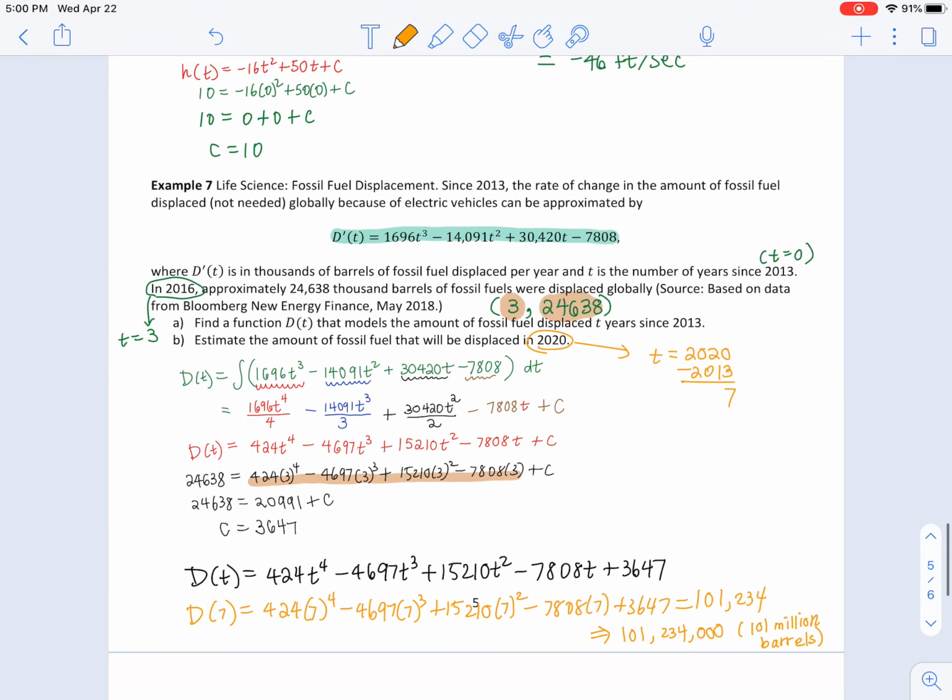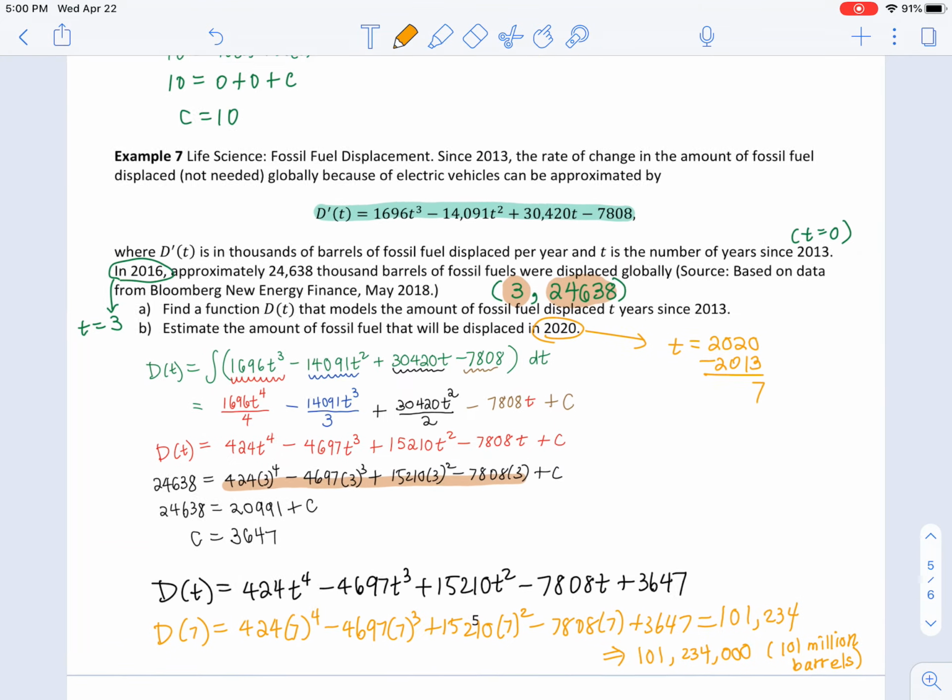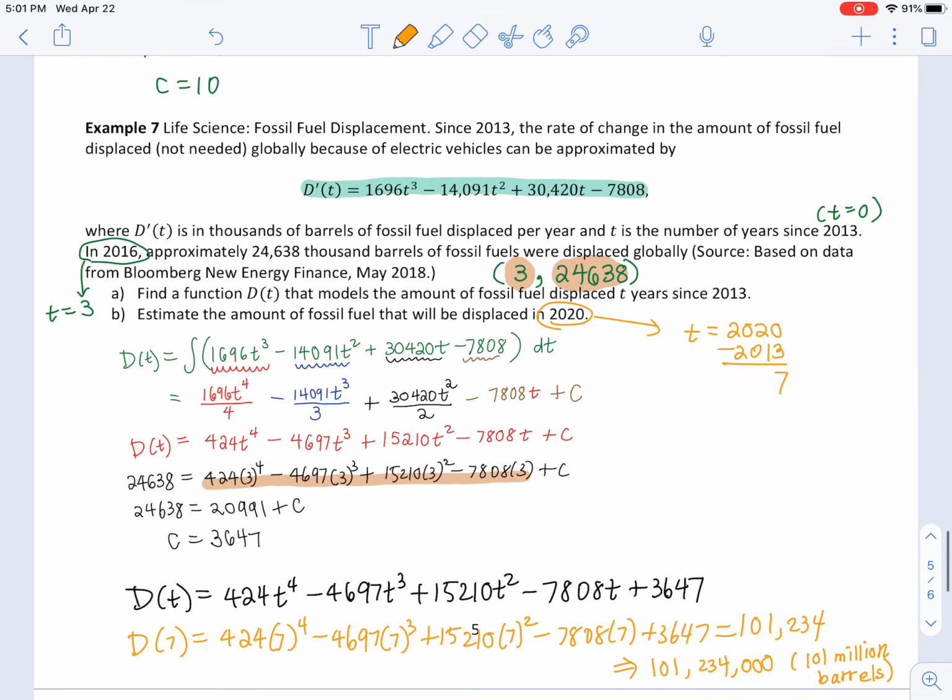What's the unit? Barrels. Is that how I spell barrels? No, I think I just need one L there. Barrels.